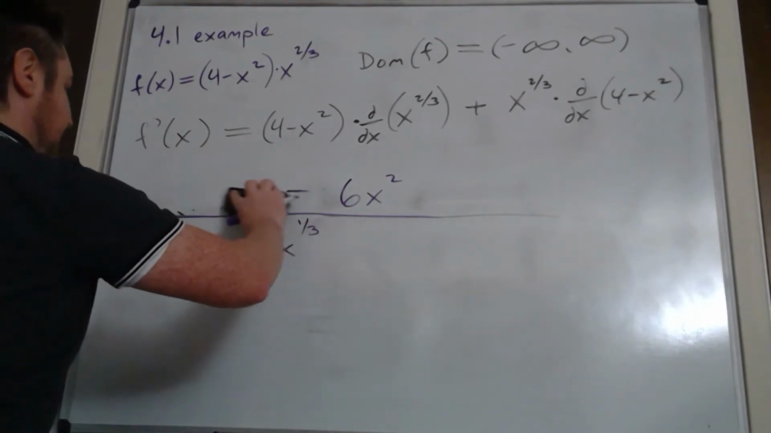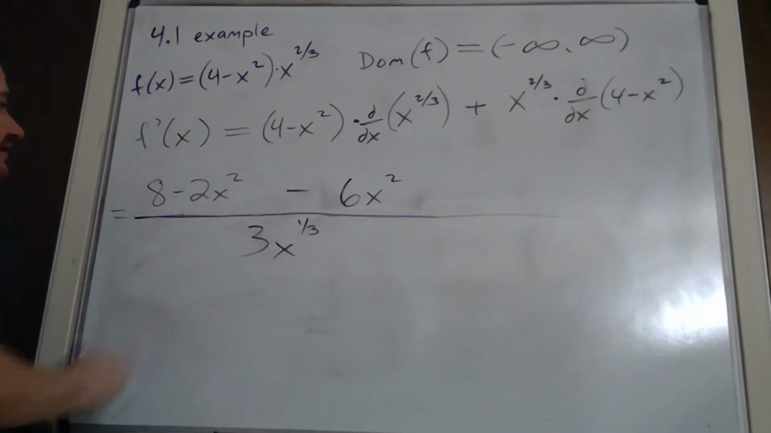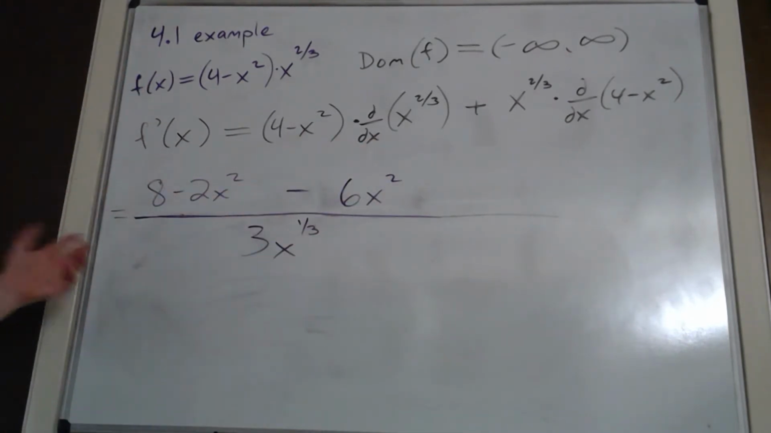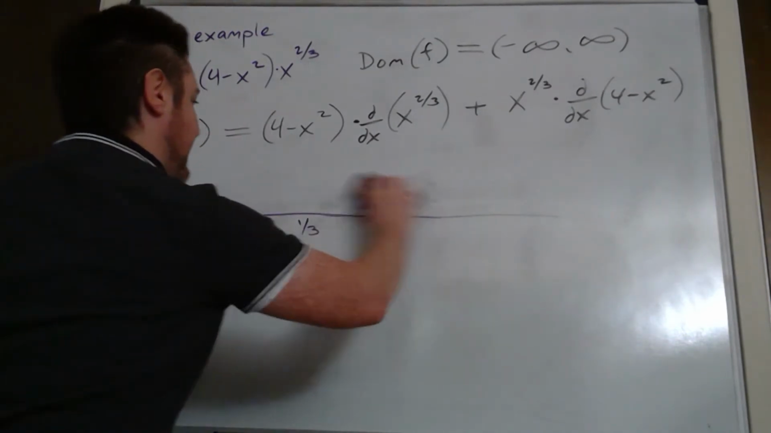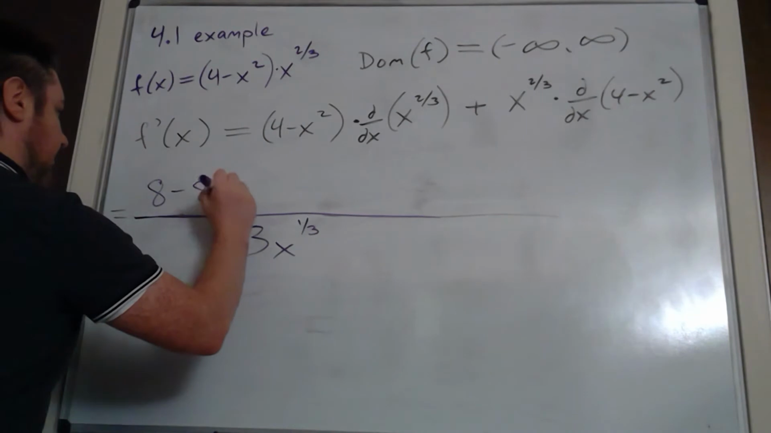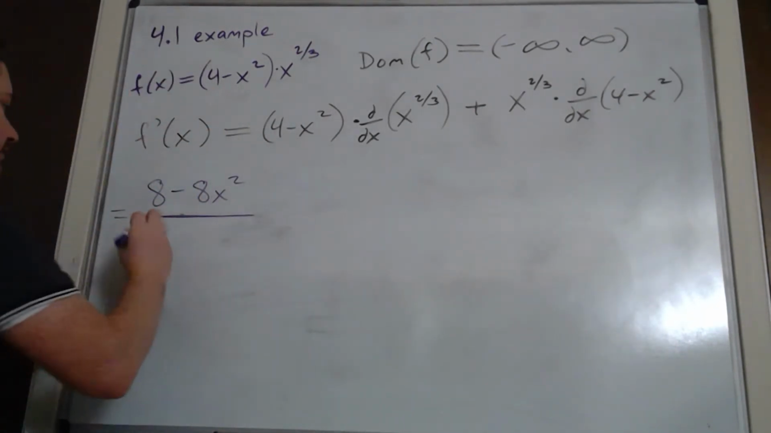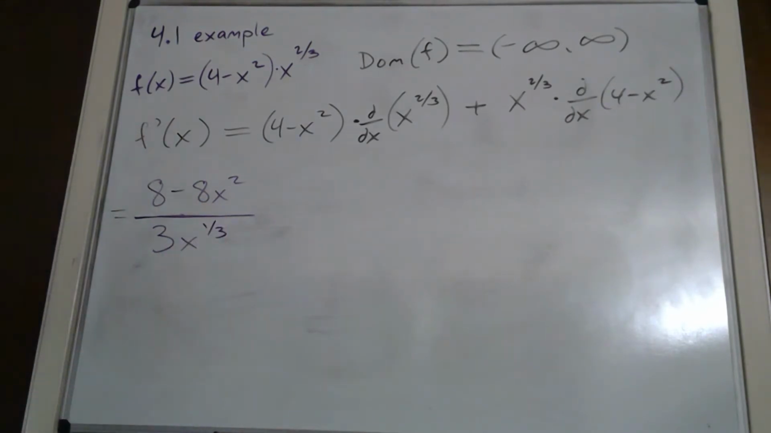So this gives me 8 minus 2x squared, just replaces that, and then minus 6x squared. Let's combine those, right? So minus 2x squared minus 6x squared altogether becomes minus 8x squared, and that's all over 3x to the 1/3 power. Okay. Wow, that really cleaned up, right? It was a mess, sort of, and then now that looks nice.